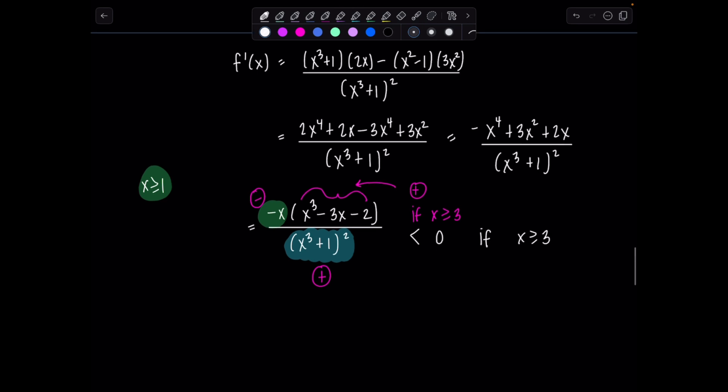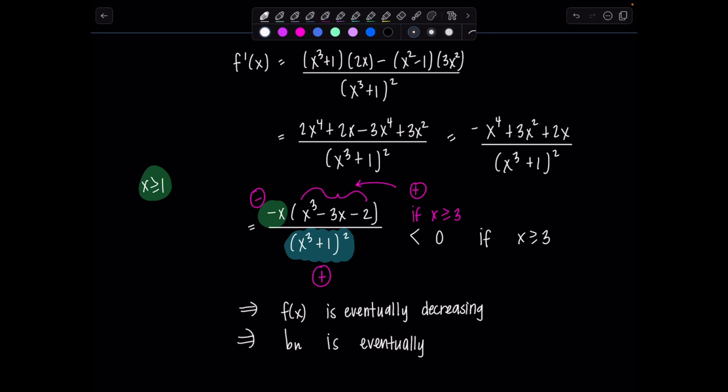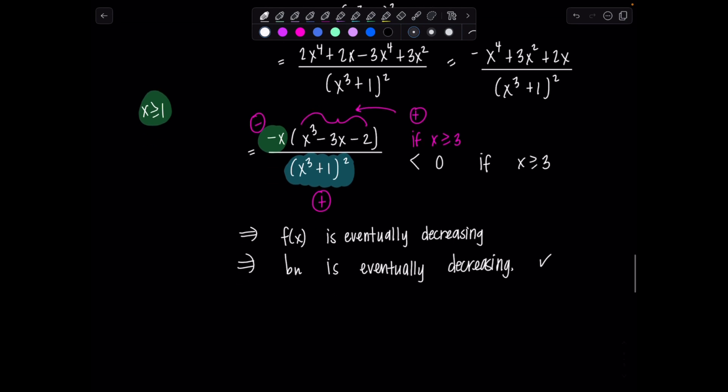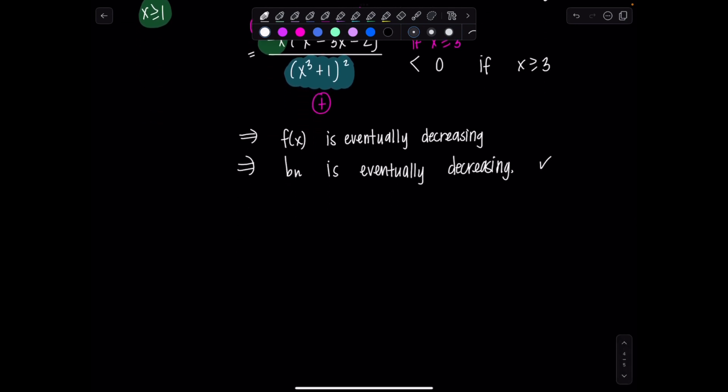So we can say that means f of x is eventually decreasing and therefore Bn is also eventually decreasing. It doesn't matter if it's not decreasing for finitely many terms in the beginning, okay? As long as it doesn't continue to change from increasing to decreasing. All right, so the first condition was satisfied, but it wasn't clean. Sometimes it's super straightforward and I love it.